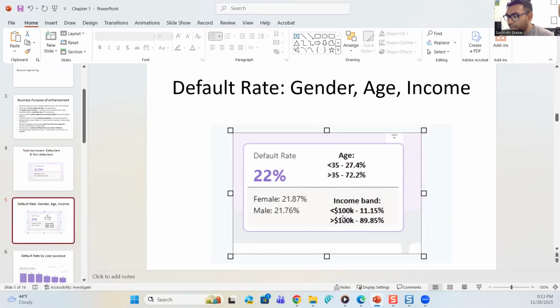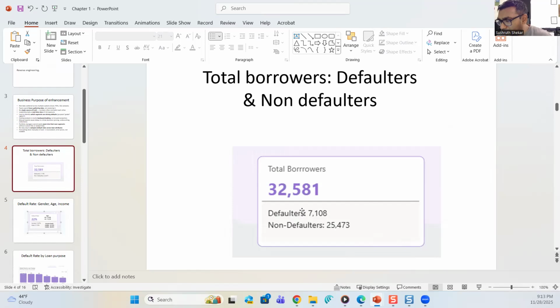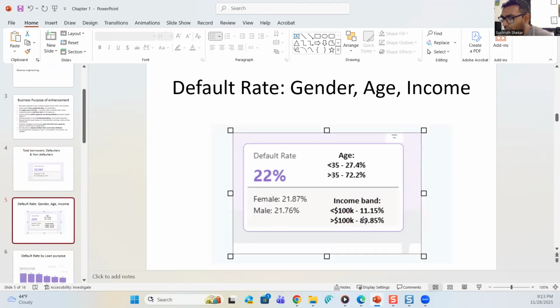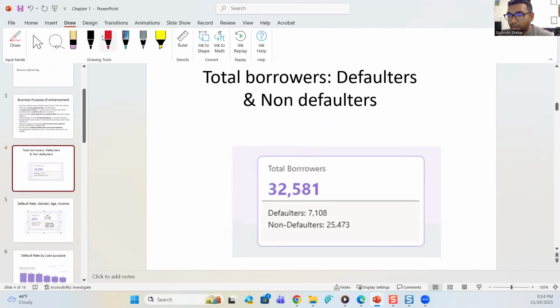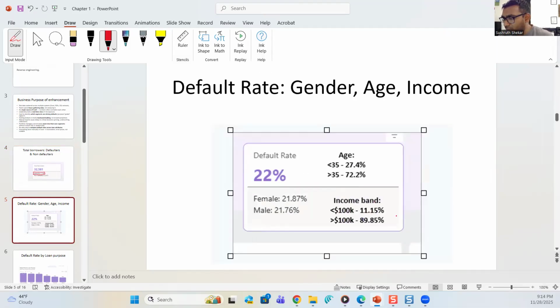An income band. Out of this 7,108 defaulters, 11.15% of them make more than $100,000 per year, and 89.85% of them make less than $100,000 per year. This is all for the defaulters, it's all the defaulters percentage. So out of this 7,108, 11.15 percent make more than $100,000 a year, and 89.85 percent make less than $100,000 a year.